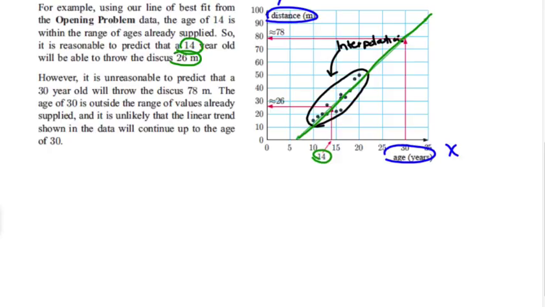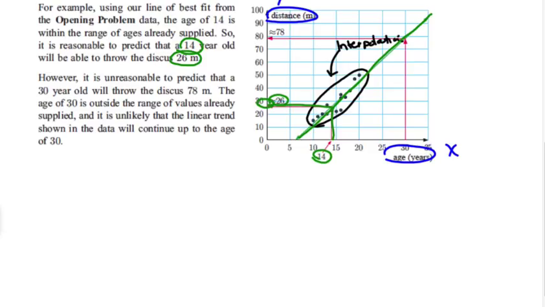And you're going to see this number, 26. How we get this is we go to 14, we go up to that line of best fit, the green line, and then we go across and read that number on the y-axis. It's about 26. So we're predicting that this 14-year-old will be able to throw a discus 26 meters. We can make that prediction because it's inside the data points: interpolation.